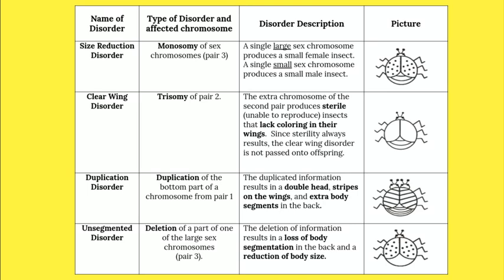The last one is unsegmented disorder, and this is a deletion of a part of one of the large sex chromosomes. They're not missing a whole chromosome, they're just missing a part of one of them. You will be referring back to this table in order to figure out which disorders, if any, your bugs do end up having.